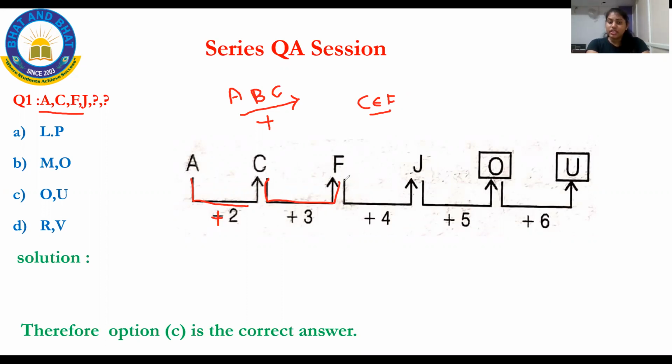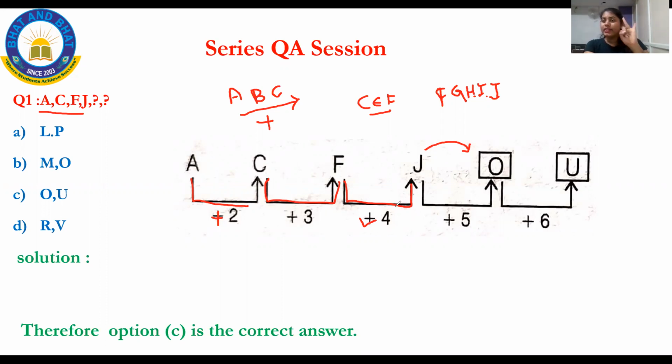And F to J. F, G, H, I, J. In this, what you have to do is leave F, or you have to leave J. So I leave J. 1, 2, 3, 4. So that is +4. Next, J to the next letter. Now I have got the logic: 2, 3, 4. Next, let me try with 5.